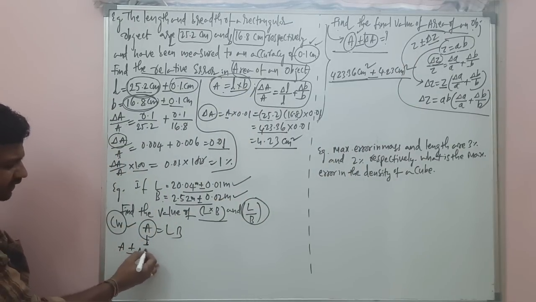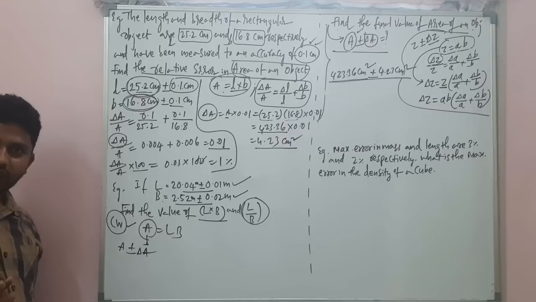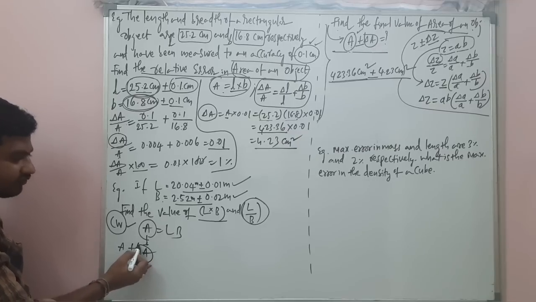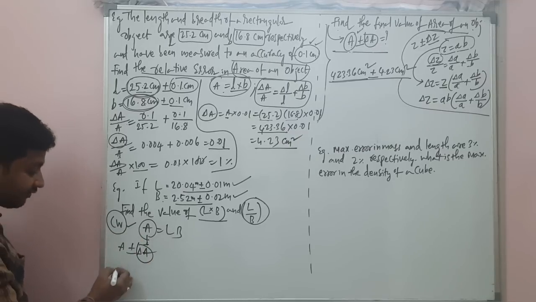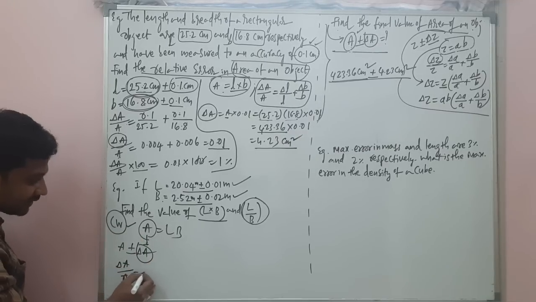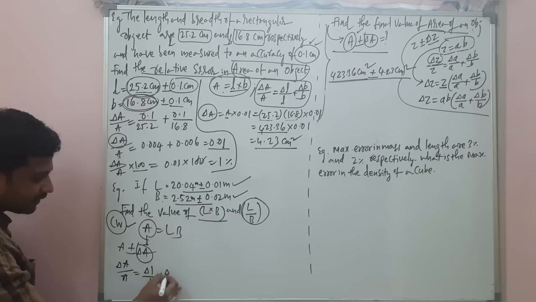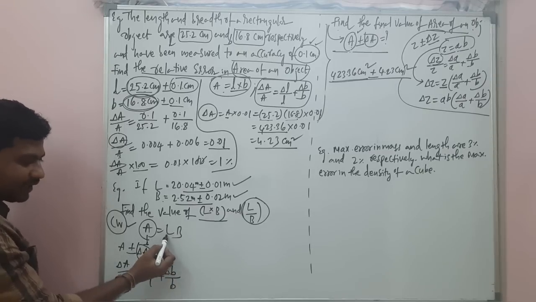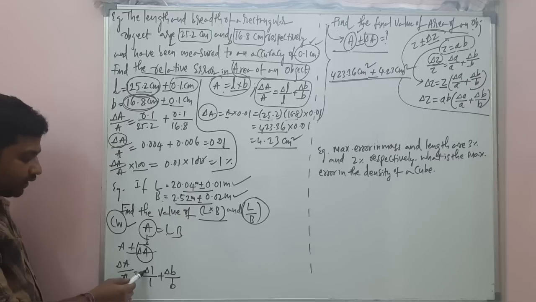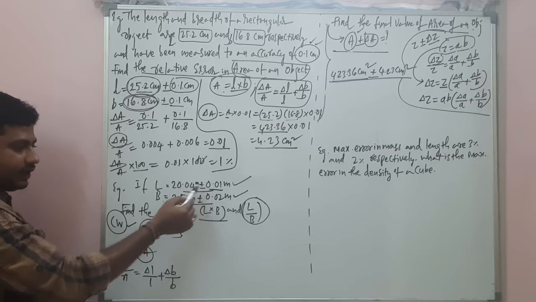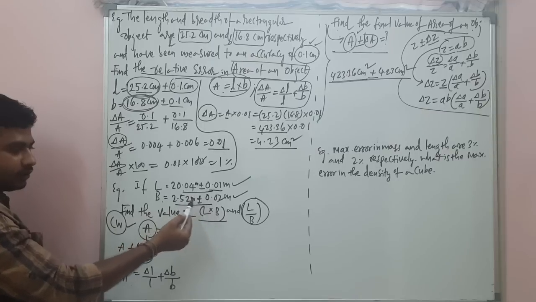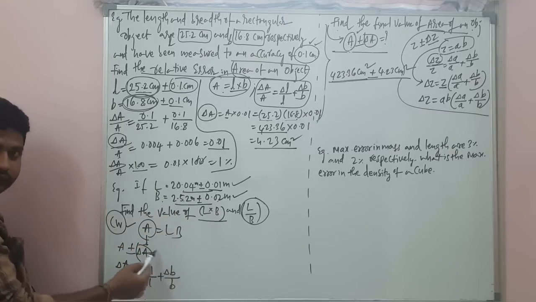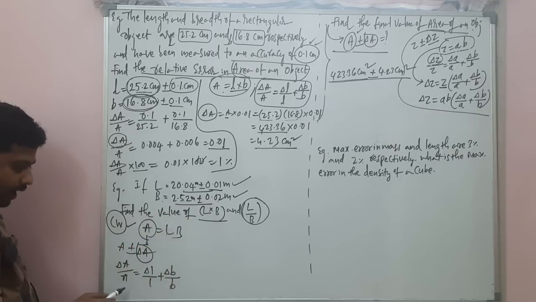A plus or minus delta A. Delta A, you can find from where? From delta A by A is equal to delta L by L plus delta B by B. Alright. Delta L by L plus delta B by B. So you know delta L by L, delta B by B. You got this part.